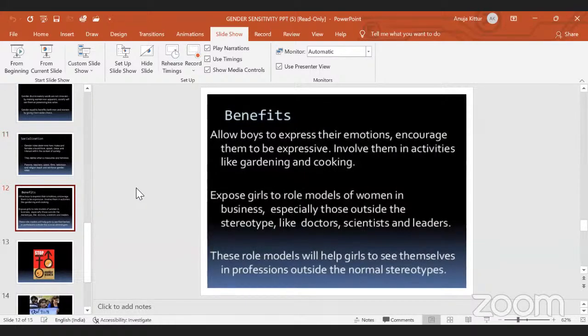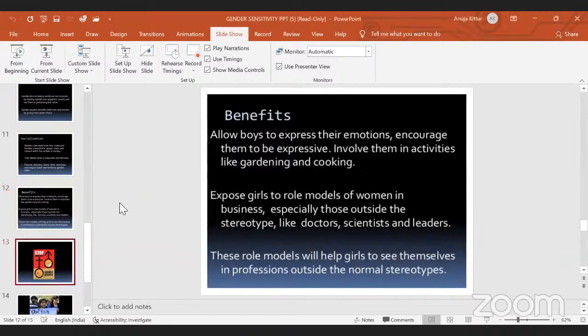Benefits. Allow boys to express their emotions, encourage them to be expressive, involve them in activities like gardening and cooking. Expose girls to role models of women in business, especially those outside the stereotype, like doctors, scientists, and leaders. These role models will help girls to see themselves in professions outside the normal stereotypes.